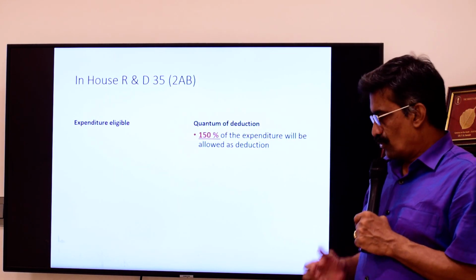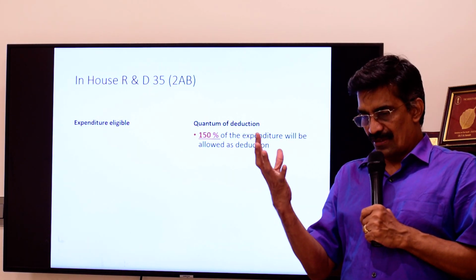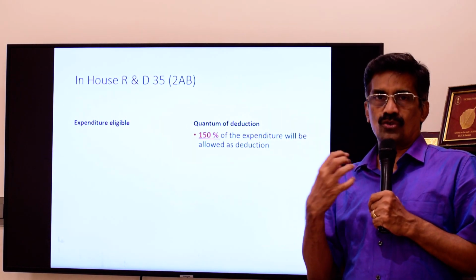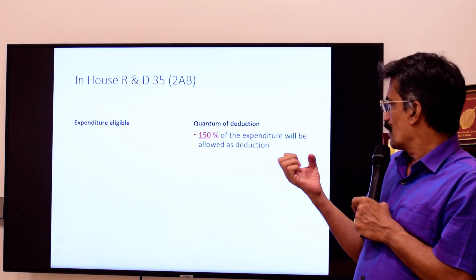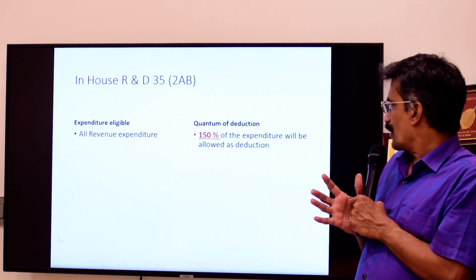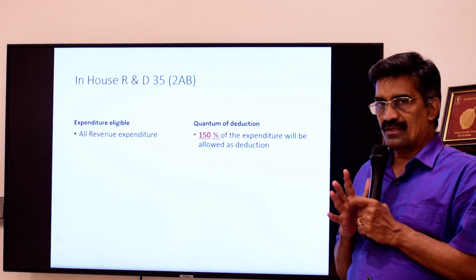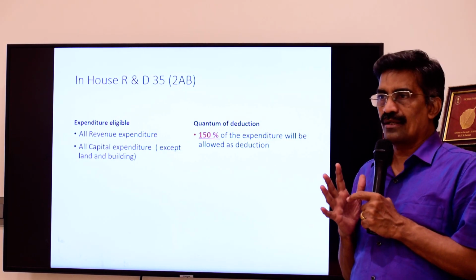So now we'll move on to in-house R&D. As I said, the fundamental difference between 35(1) and 35(2AB): 35(1) is available for 100%, 2AB is available for 150%. So expenditure eligible for deduction: all revenue expenditures you can claim, and all capital expenditure except land or building.